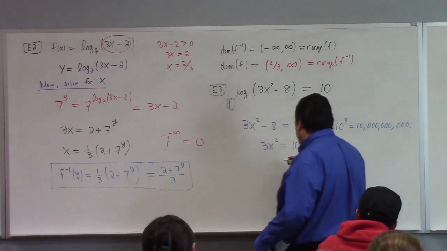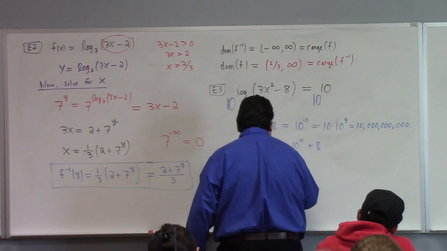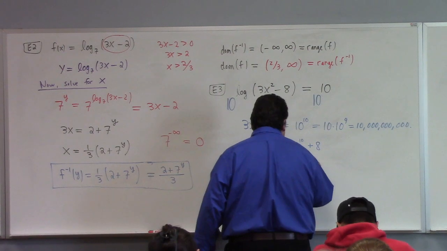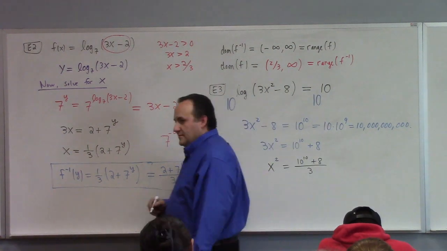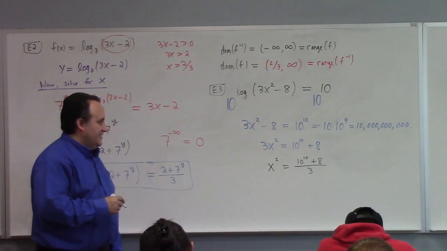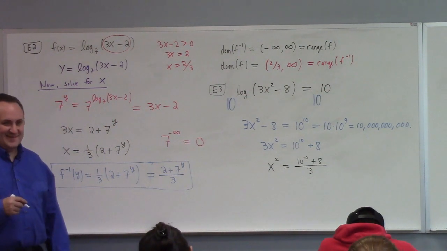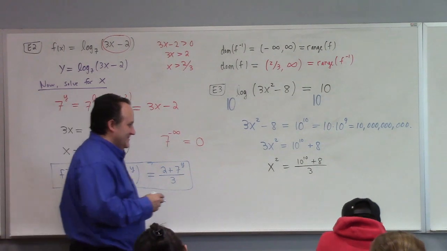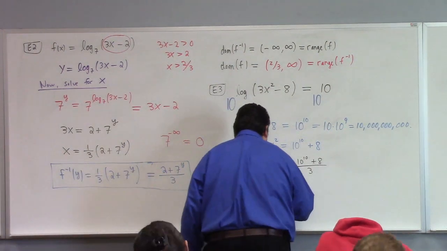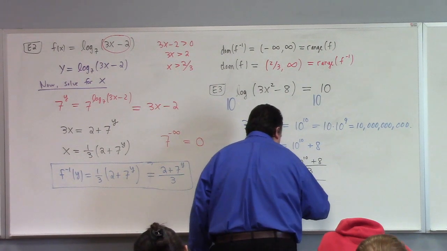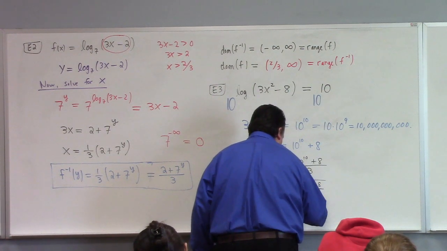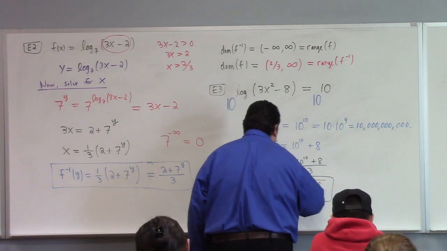So x squared is 10 to the 10 plus 8, divided by 3, also known as 10 billion and 8 divided by 3. And our solutions are plus or minus the square root of 10 to the 10th plus 8, divided by 3. So there you go. Hooray, we solved it.